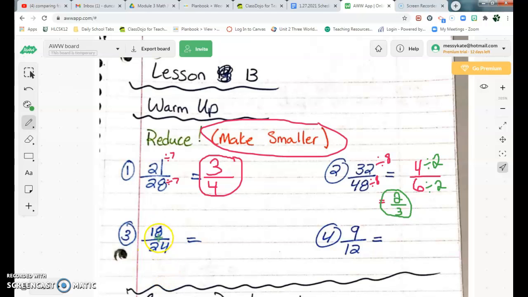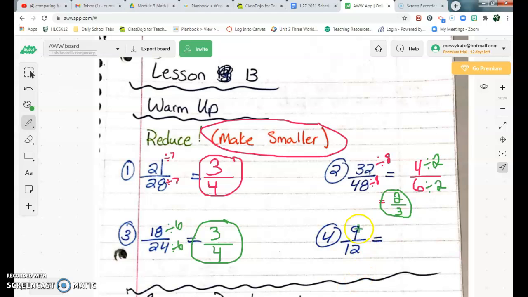Jumping over here to number 3, 18 and 24. I know that both of these are even, so they always can be reduced. I know a number that can go into 18 that can also go into 24. I know 6 can go into both of those. 18 divided by 6 is going to get me 3. And 24 divided by 6 is going to get me 4. Now that is as small as I can go there.